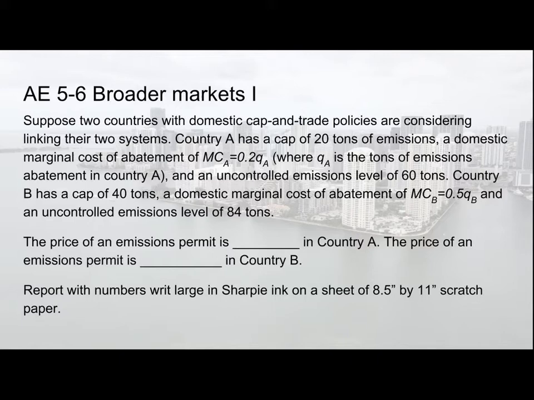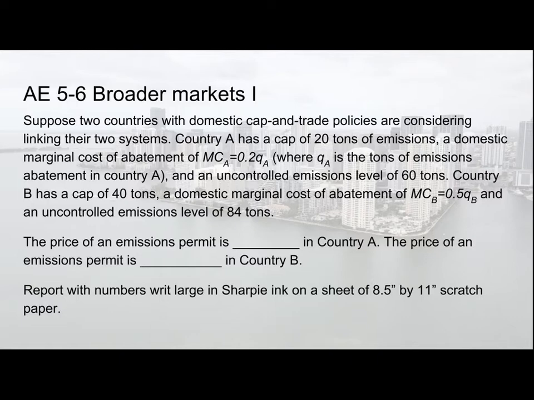Now we're talking about a countrywide marginal cost of cleanup, which would be the horizontal summation of all the firms' cleanup functions in that country. You don't need to know that particularly, but that's what we're thinking about, countries here instead of companies. Country A has a cap of 20 tons of emissions, and domestic marginal cost of abatement MCA equals 0.2 QA, where QA is the tons cleaned up. Without any regulation, country A firms would be emitting 60 tons of pollution.